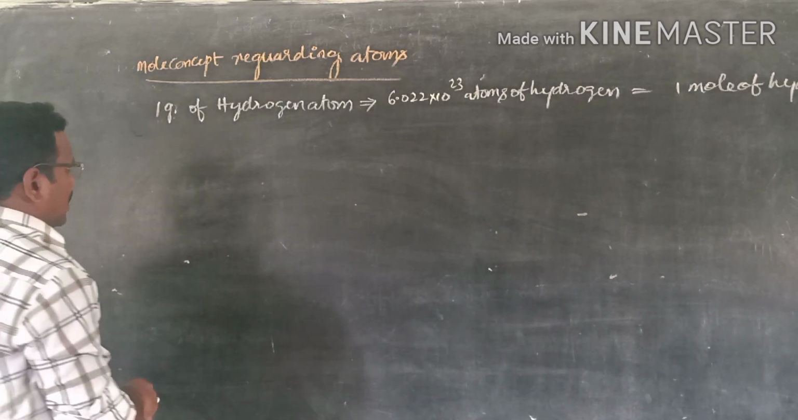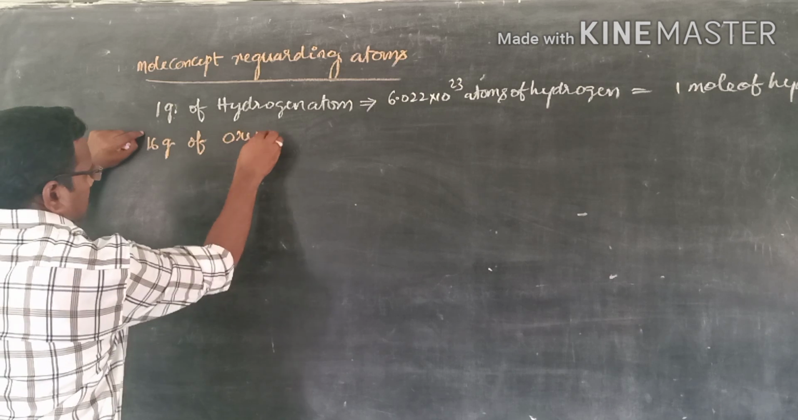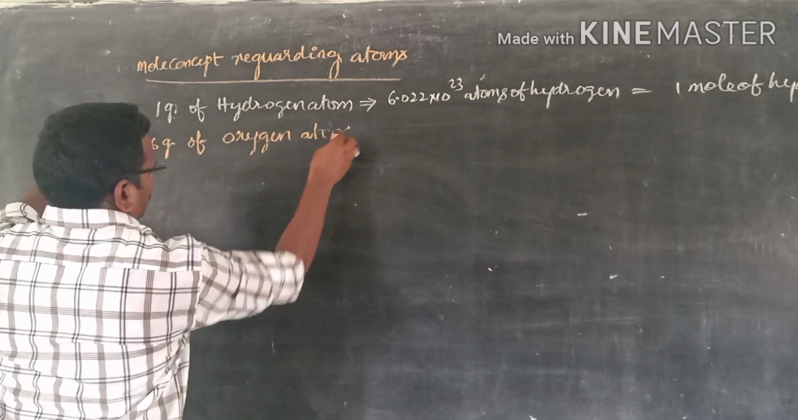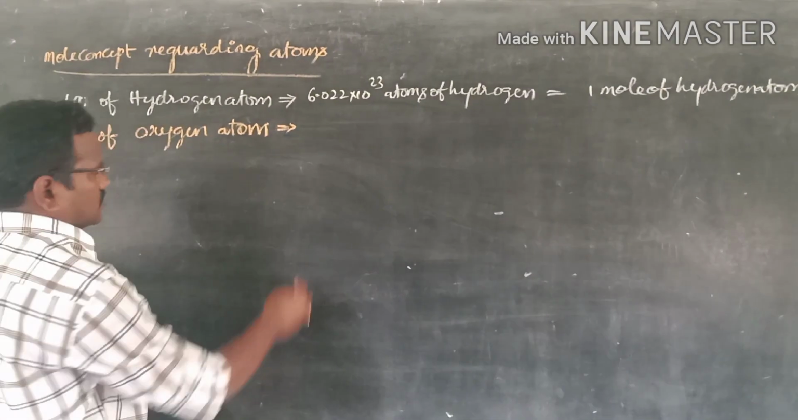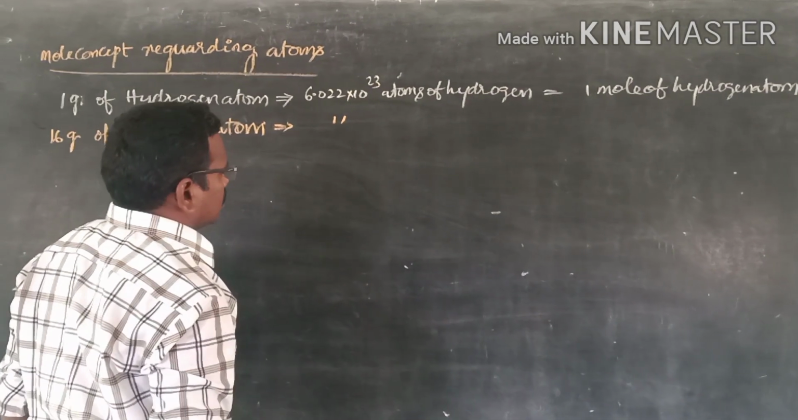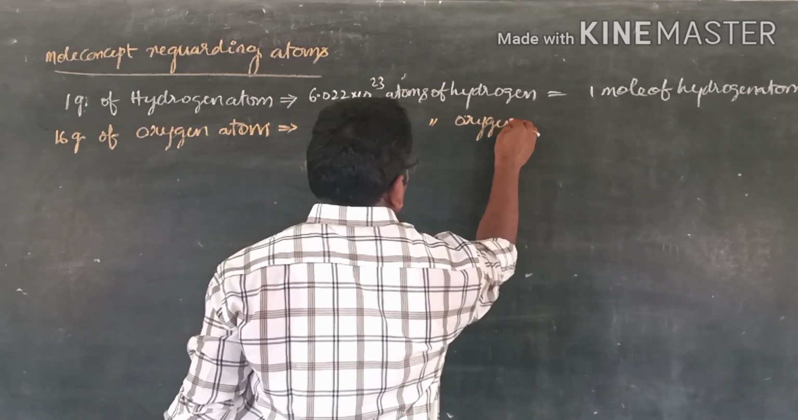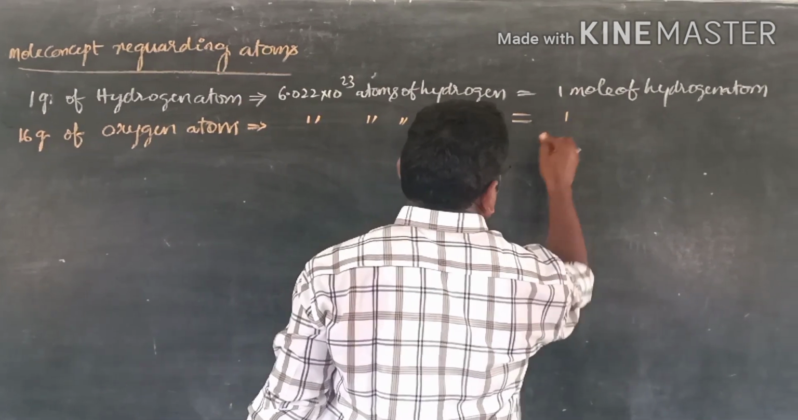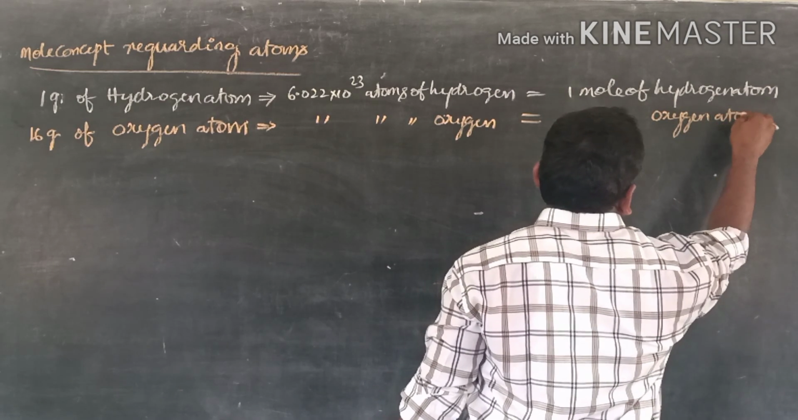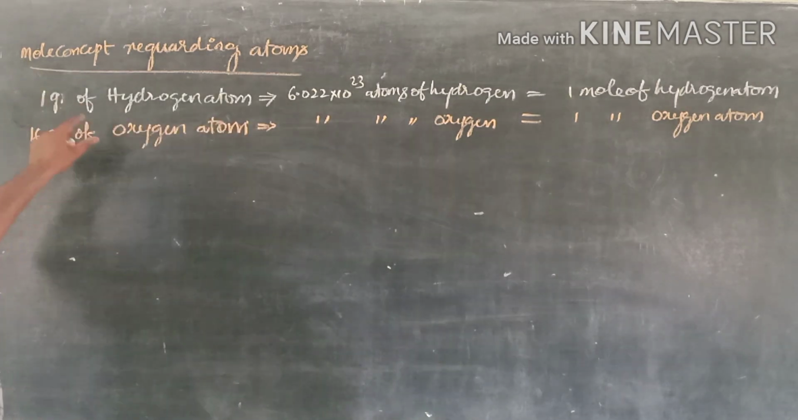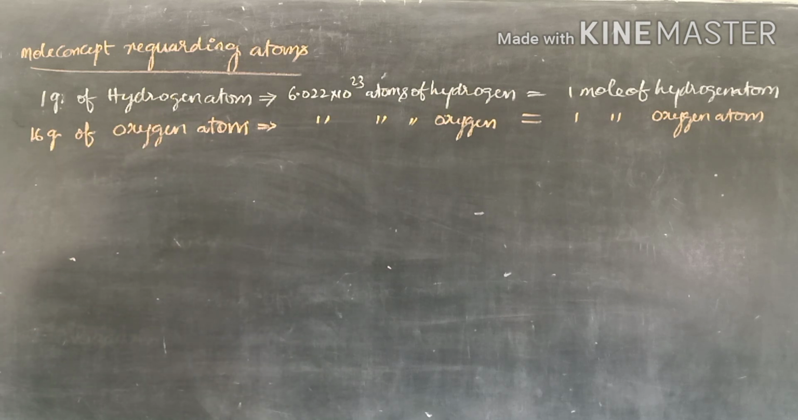Now, one more example I am going to take. 16 grams of oxygen atom. Why? Atomic weight of oxygen is 16. So, 16 grams of oxygen atom contain 6.022 into 10 power 23 atoms of oxygen. That is only the difference. That is nothing but 1 mole of oxygen atom. Did you understand what is the difference? Here 1 gram is the atomic weight of hydrogen, which is 1.